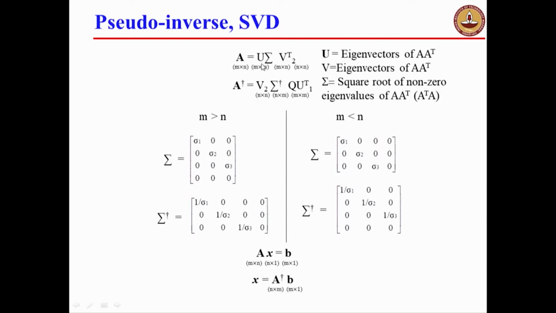I can factorize any M by N matrix. It could be rectangular, it could be square, it could have more equations or fewer equations. I can factorize it as U sigma V transpose, where the columns of U contain the eigenvectors of AA transpose, and the columns of V contain the eigenvectors of A transpose A.